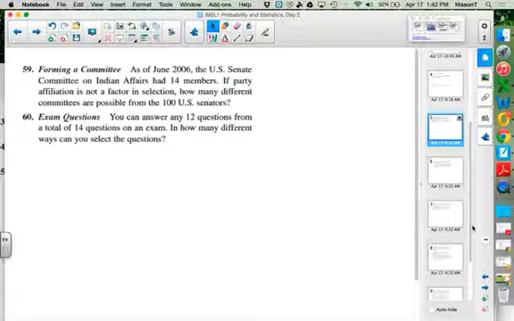So for example, on 59, it's a U.S. Senate Committee on Indian Affairs, has 14 members, and we're trying to select the committee. So does order matter? No, because it's just a committee. We don't have specific positions within the committee. So you've got to think about that. Even if something might be put in order originally, it doesn't matter what order you're selecting them in.